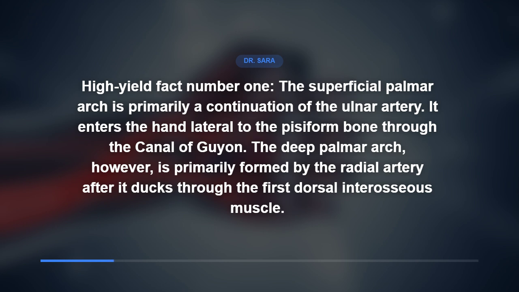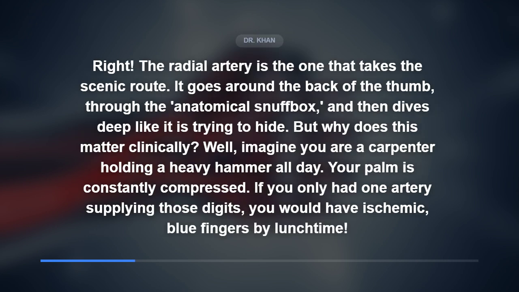But Sarah, let us get precise. Which artery is the lead actor for each arch? High-yield fact number 1. The superficial palmar arch is primarily a continuation of the ulnar artery. It enters the hand lateral to the pisiform bone through the canal of Guyon. The deep palmar arch, however, is primarily formed by the radial artery after it ducts through the first dorsal interosseous muscle.